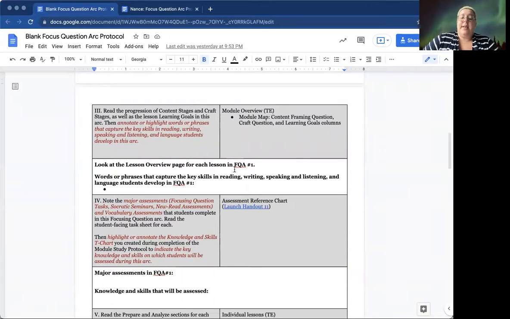What you'll do next is look at the content stages and craft stages, as well as the lesson learning goals within the ARC. So for this, you're just going to look at the lesson overview page for each of the lessons within the first focus question ARC. Again, the number of lessons could vary significantly.